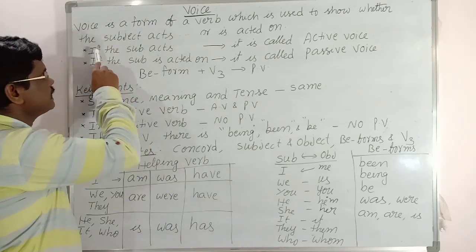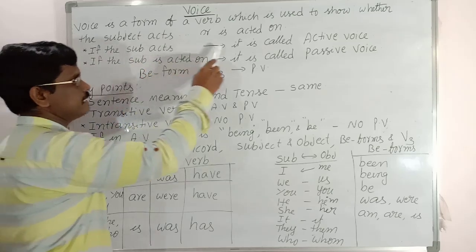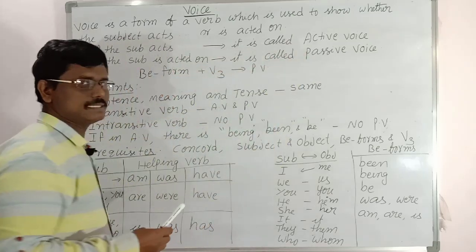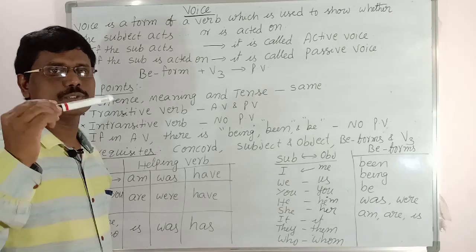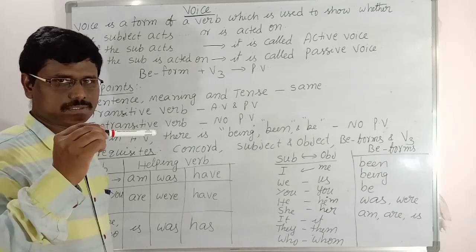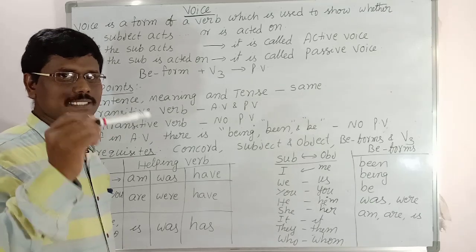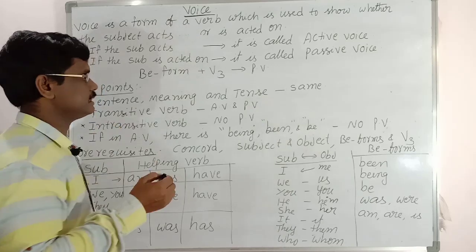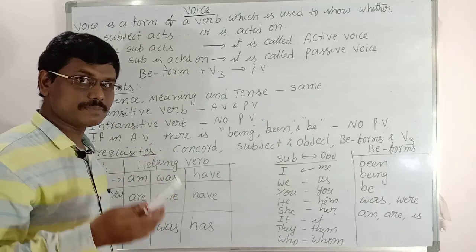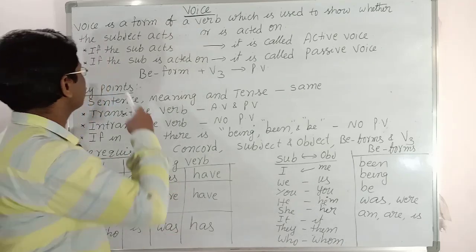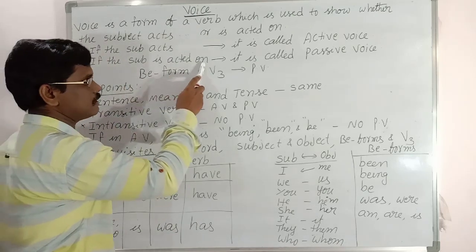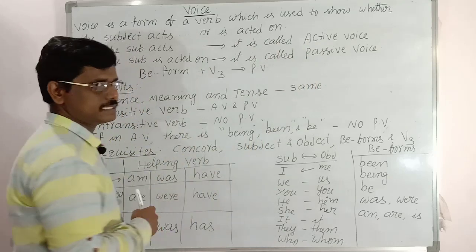That means if the subject acts, it is called active voice. That means the subject is the doer of the action. Doer of the action, then we say the sentence is in active voice. If the subject receives the action, if the subject is acted on, it is called passive voice.